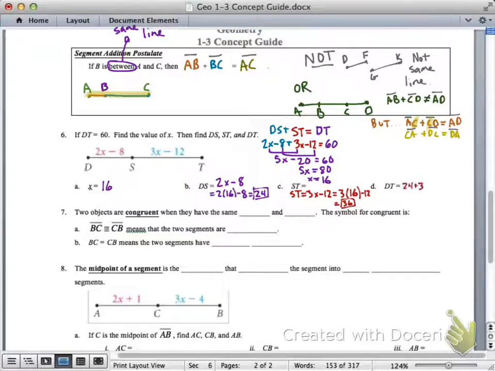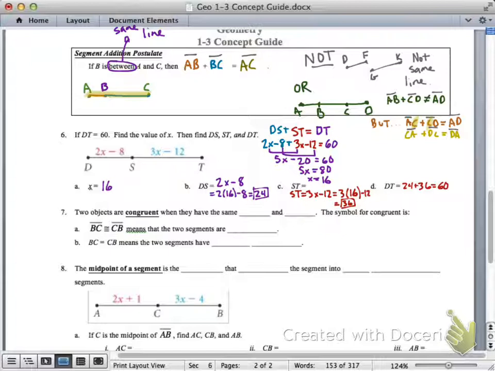Now, this better work out here. If DS is 24 and ST is 36, they better add up to 60 because we knew that DT was 60. And they do. But that's an example of what you're going to be doing with the segment addition postulate. There'll be a chance for you to practice down here below.